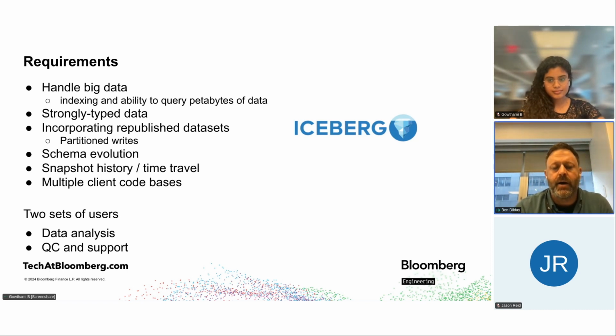When we began this project, we laid out a set of requirements that we wanted to satisfy. First of all, we need to handle big data. As I mentioned, the archive is on the order of petabytes. We wanted to have strongly typed data. Although the data is typed, as I've just described, we want to more strictly enforce that at the file level. We want to be able to incorporate republishing data sets, and the partition rights feature of Iceberg has been really helpful for us there.